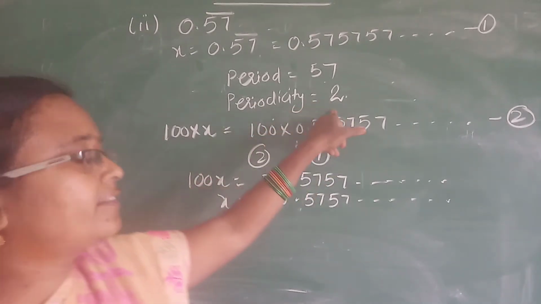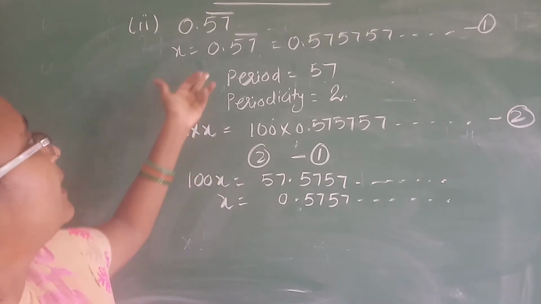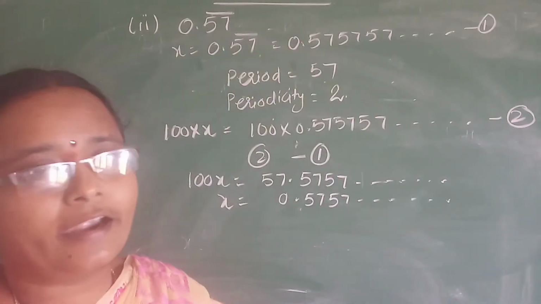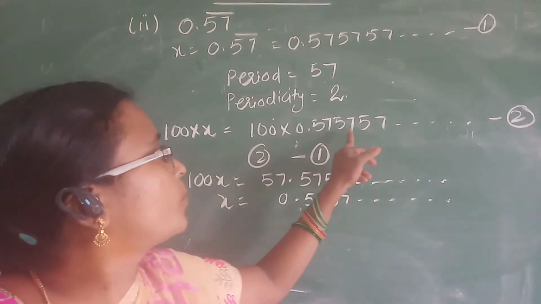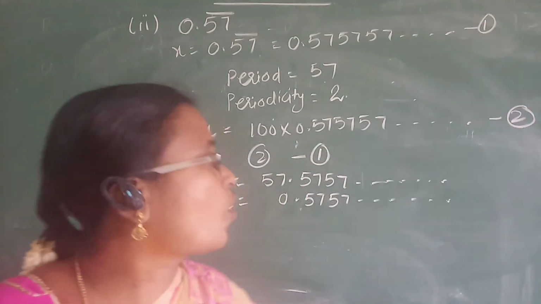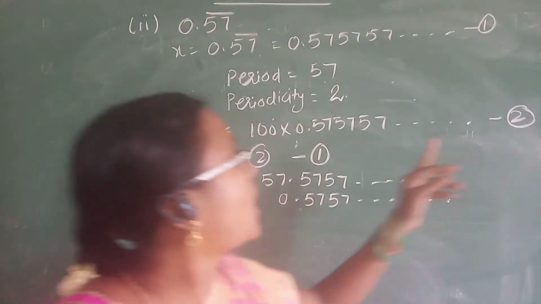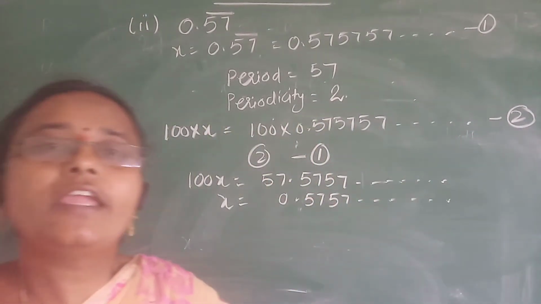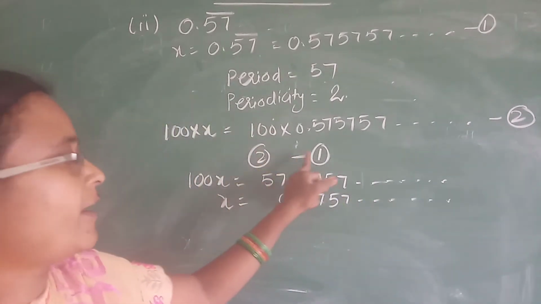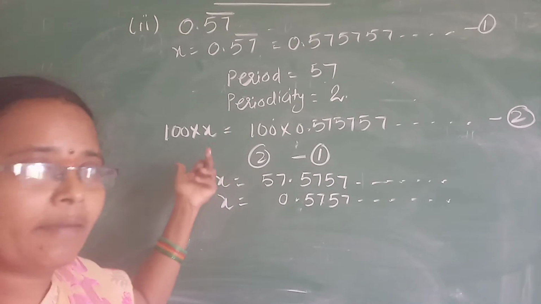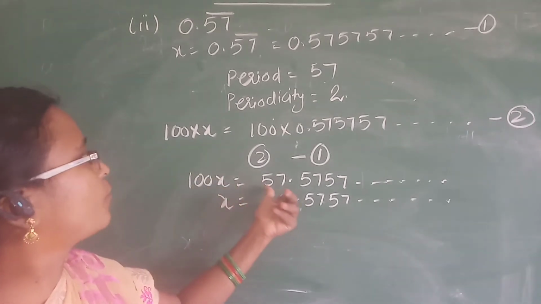As the periodicity is 2, I am multiplying with 100. So I multiply equation 1 by 100. 100 into x is equal to 100 into 0.57, 57, 57 and so on. This becomes equation 2. Now I am going to subtract equation 1 from equation 2. In equation 2, 100x is equal to 57.